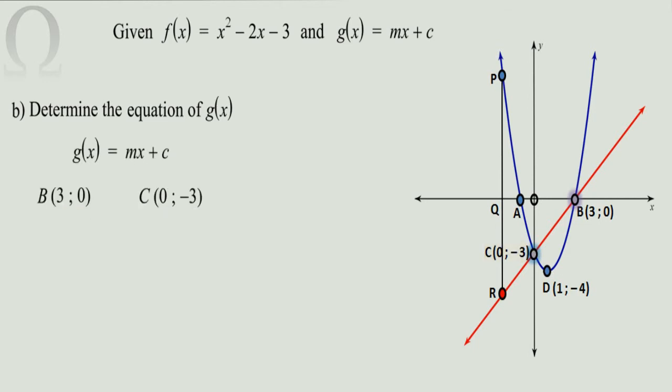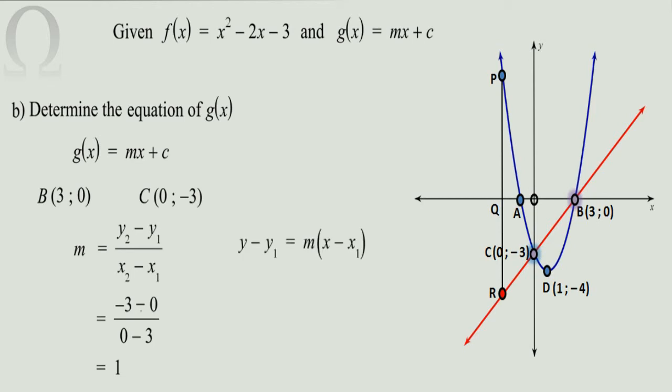Now that we know the coordinates of points B and C, we can determine the equation of g(x). The gradient of a straight line is given by m = (y2 - y1)/(x2 - x1). Substituting these two points in, the gradient of g(x) is 1. To find the value of c, we can either use the equation y - y1 = m(x - x1), or the equation y = mx + c. I will use the former, as it is much quicker and easier. So, substituting the value of m and the point (3; 0) into this equation, we get y = x - 3, which is the equation of g(x). Of course, we could have also substituted point C, it really doesn't matter which point you use.